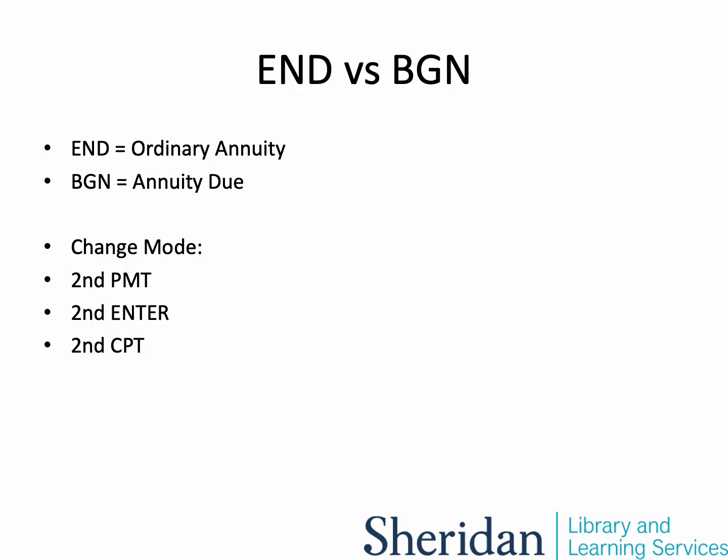Another important setting is END versus BGN. END mode represents an ordinary annuity where payments happen at the end of each period. Begin mode represents an annuity due where payments happen at the beginning of each period. To switch modes, press second PMT, second enter, then second CPT. Always double check which mode you're using before solving problems.